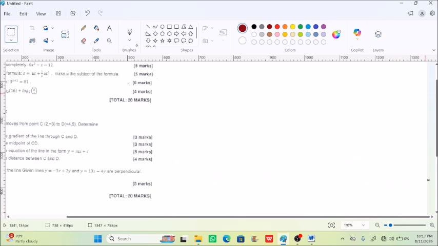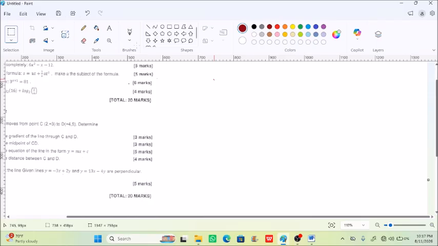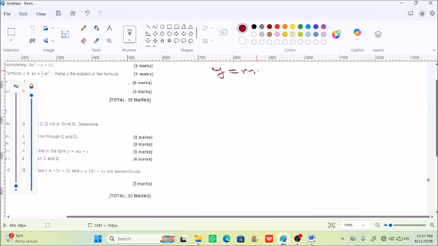The equation of the line in the form y equals mx plus c, the equation of the line CD. This is the equation that we've been given: y equals mx plus c, whereby m is our gradient and c is our constant. So how do you determine this? We have the coordinates. I'll go with the coordinates of C. For C, we have 2 comma negative 3. This is x and the y there. So our y is negative 3.